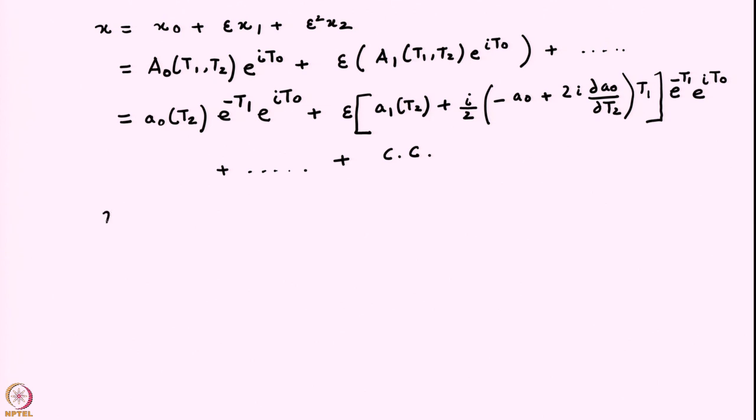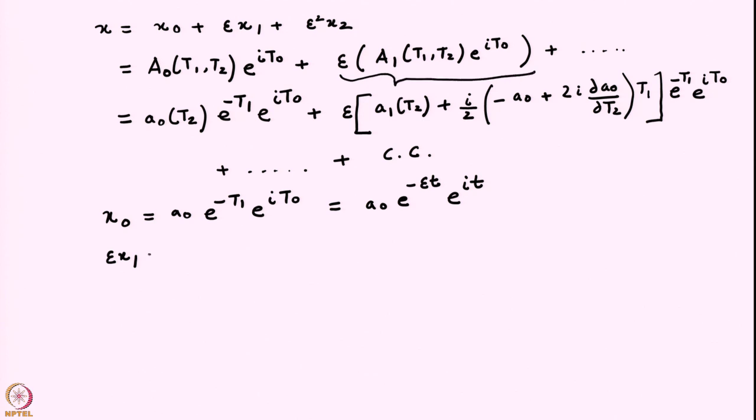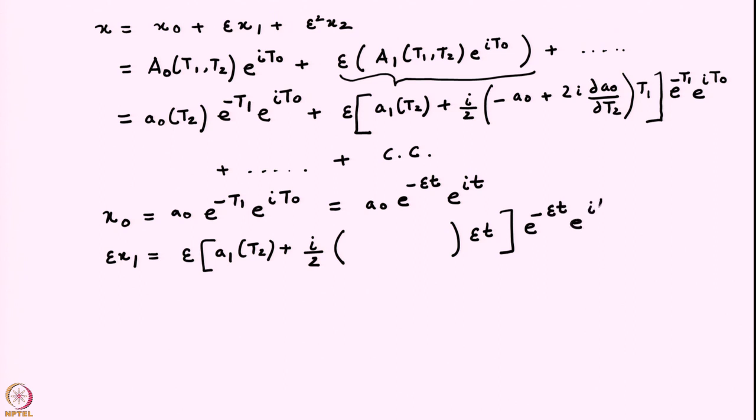Now, if you look at x0, then x0 is of the form a0 e to the power minus t1 e to the power I t0. If I go back to my small t variable, then this will turn out to be e to the power minus epsilon t. So, there is the damping that you can see that we had anticipated. Okay. And then this would be I t, this is fine. The second term is epsilon x1. What did we find this to be? This is epsilon a1 of t2 plus I by 2 into what is there in the bracket. T1 is epsilon t into e to the power minus epsilon t into e to the power I t. This is what we would find if we went back to small t variables.